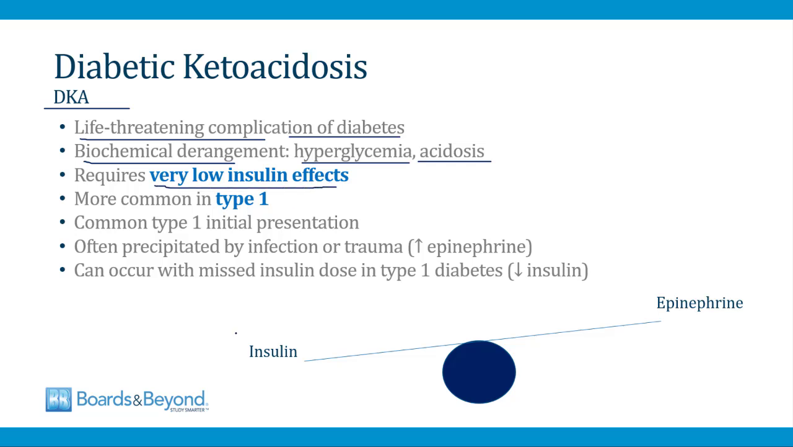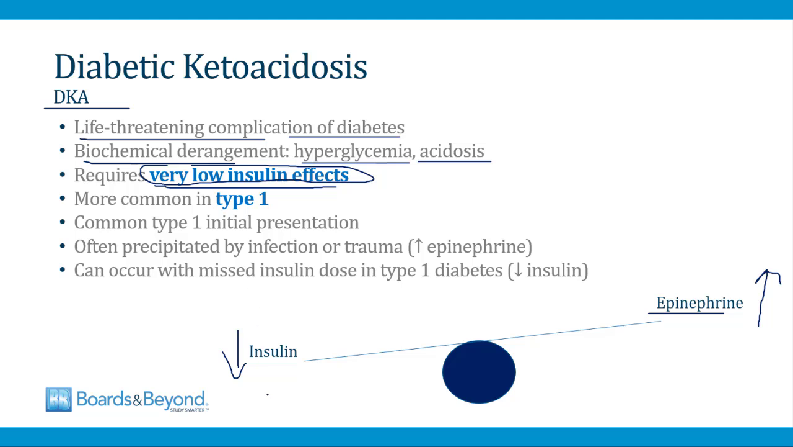So to understand this, let's look at the bottom of the screen. You may know that insulin lowers blood glucose levels by triggering cells in the body to take up glucose from the plasma. But there are other hormones like epinephrine and also glucagon and cortisol that are called anti-insulin hormones, because these hormones oppose the effects of insulin and they raise the blood glucose level. So in order for a patient to develop DKA, they must have very low insulin effects in the body.